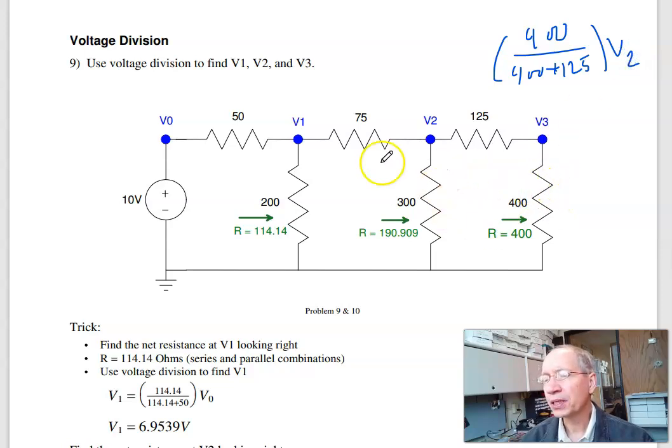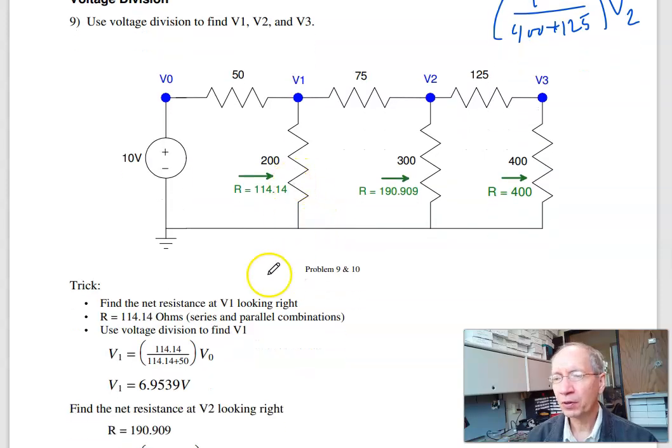So the trick on this one is, if I knew V2, I could find V3. If I collapse all these together for resistance, if I knew V1, I could find V2. Collapse all these together, find a resistance. If I knew V0, I could find V1. Well, I know V0. So doing the same thing we did before, series, parallel, series, parallel, all this together is 114 ohms. So V1 by voltage division is what I'm measuring, 114 ohms over the total times V0. V1 is 6.95 volts.